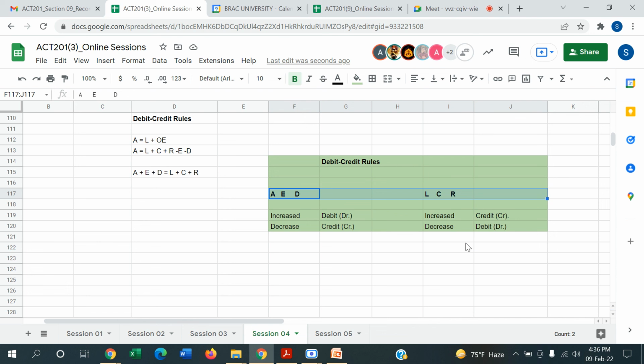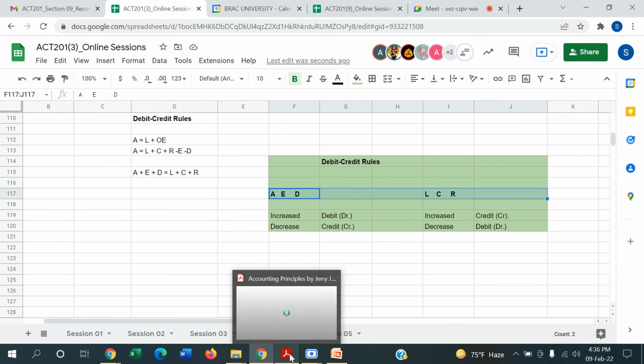If it increases, debit; if it decreases, credit. On the other hand, if there is any liability, capital, or revenue, if it increases, we should credit it. If it decreases, we should debit it. That's how the different types of accounts need to be handled by the debit credit rules. Now let's see how we can do that.